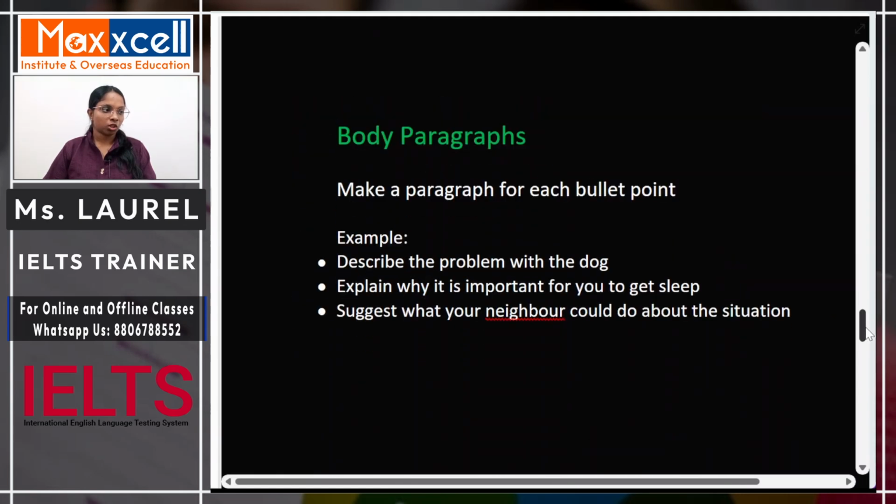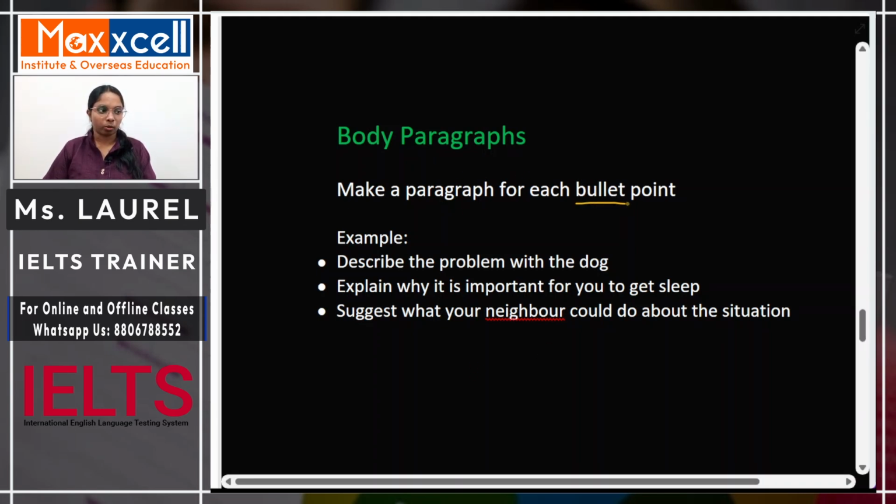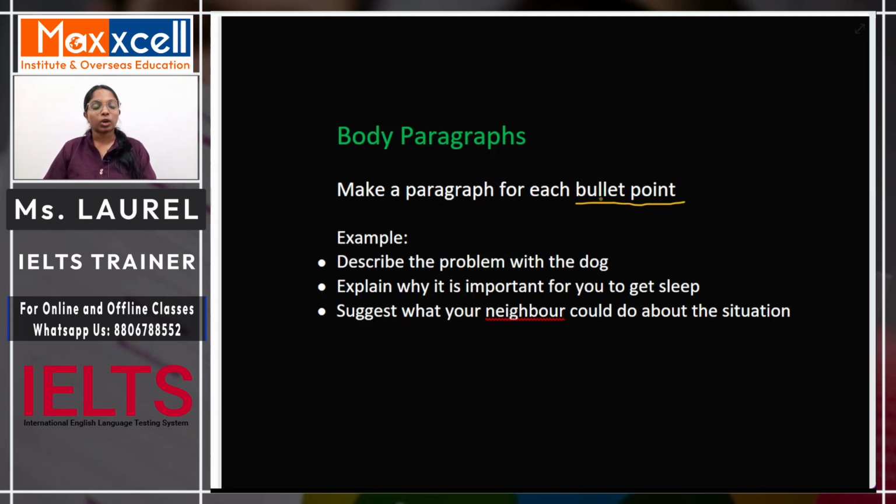Moving on to the body paragraphs, right? Now each paragraph should be written per each bullet point. Now, in the sample question that I showed you, there were 3 bullet points, right? So you have to write one paragraph for each bullet point. Sometimes if the bullet point is very short, then you might merge 2 bullet points within one paragraph. However, most of the times it is individual paragraphs for each bullet point.